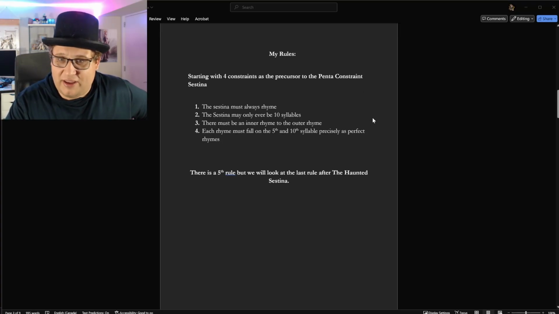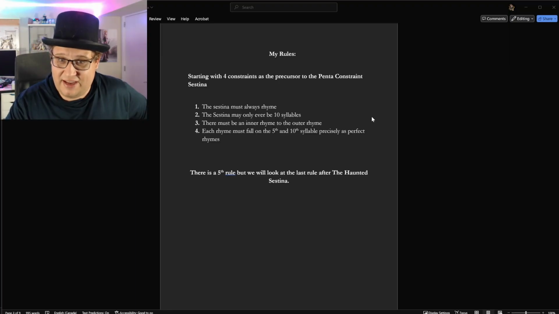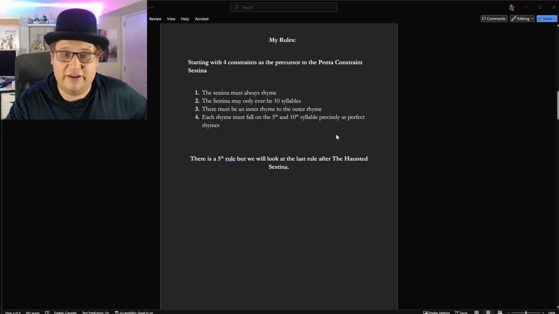Starting with 4 constraints as a precursor to what I call the Penta-Constraint Sestina. But we'll get to that. The 4 rules. The sestina must always rhyme. The sestina may only ever be 10 syllables. There must be an inner rhyme to the outer rhyme. Each rhyme must fall on the 5th and 10th syllable precisely as perfect rhymes. Not near rhymes, not slant rhymes, perfect rhymes.